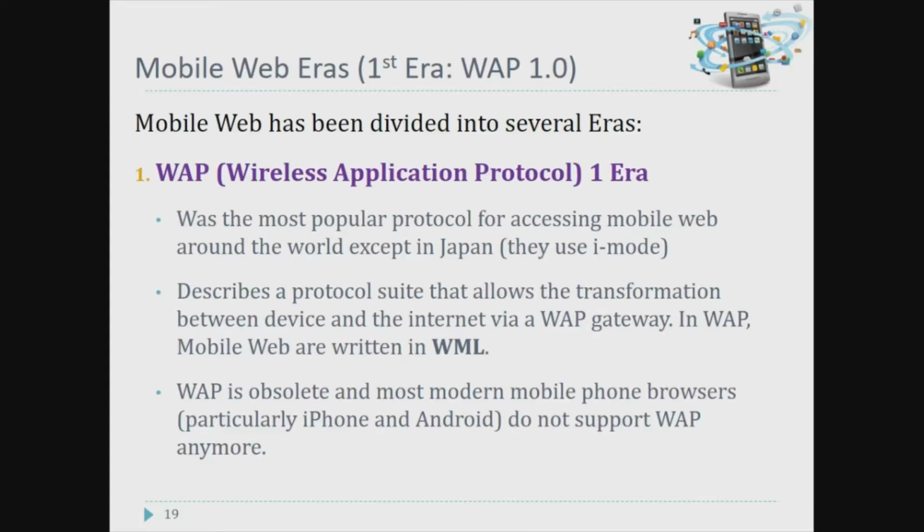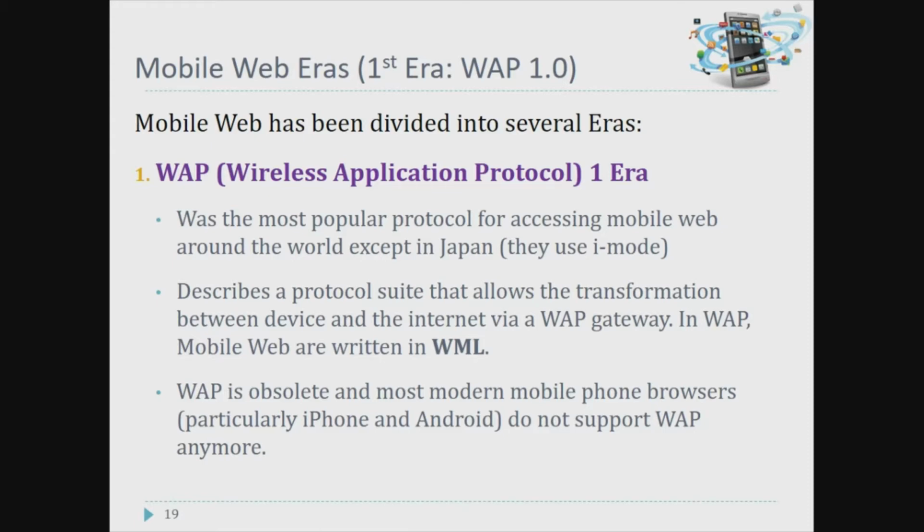So in this video we'll discuss the mobile web era. Okay, and the mobile web era can be categorized into three parts. The first one is known as WAP 1.0, wireless application protocol. Second, we have WAP 2.0. The third one is HTML5.